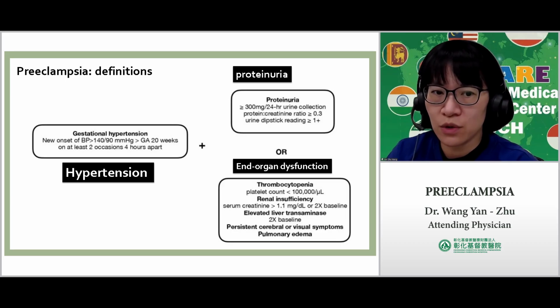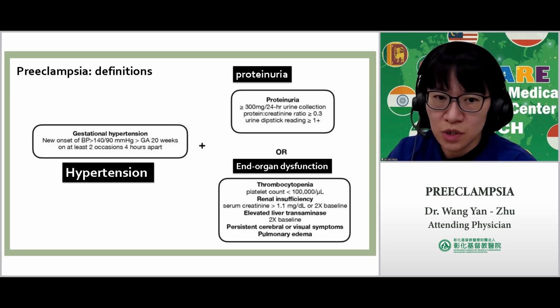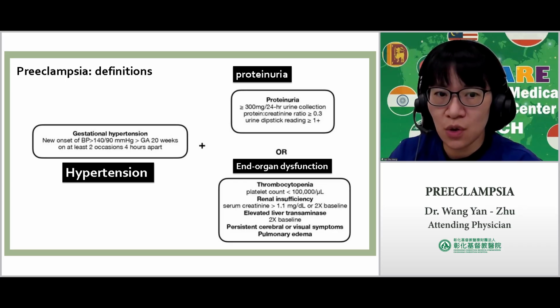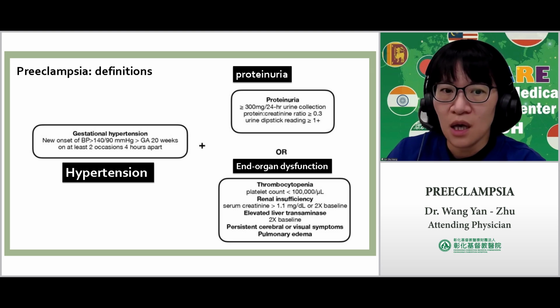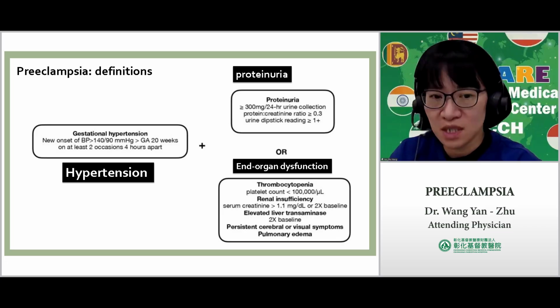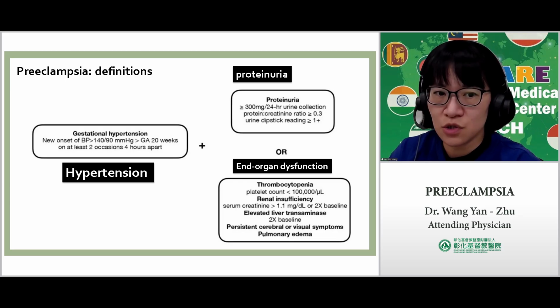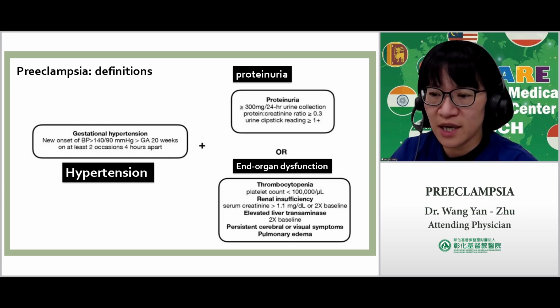because a pregnant woman very easily has white coat hypertension. So either they have white coat hypertension or just positional hypertension. We have to make sure that we check this blood pressure twice, 4 hours apart. But if you have a patient that already has a hypertension of more than 160, or diastolic blood pressure of more than 110, then it's already a severe form. So in that case, you have to treat the hypertension immediately.